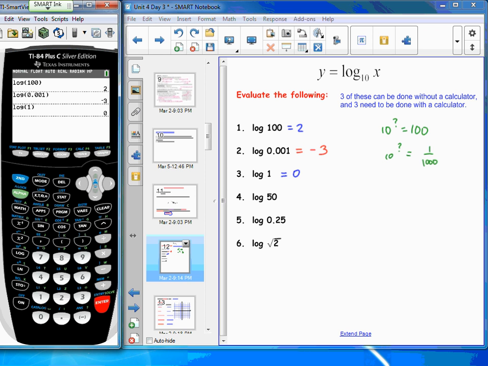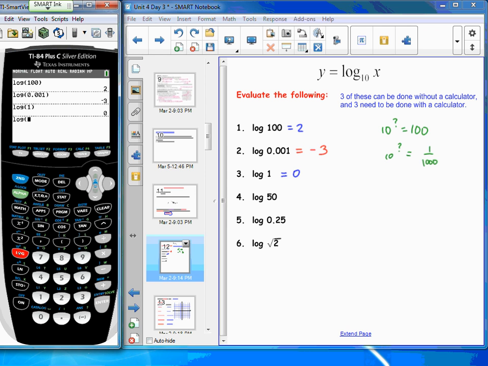Now we don't know what log of 50 is because 50 is not a perfect power of 10. However, we do know what this is asking. This is asking what exponent must 10 be raised to equal 50. So 10 to the first is 10. 10 to the second is 100. And so while I don't know this answer, I do know that the exponent must be between 1 and 2. And so I can guess that it's going to be in between 1 and 2.